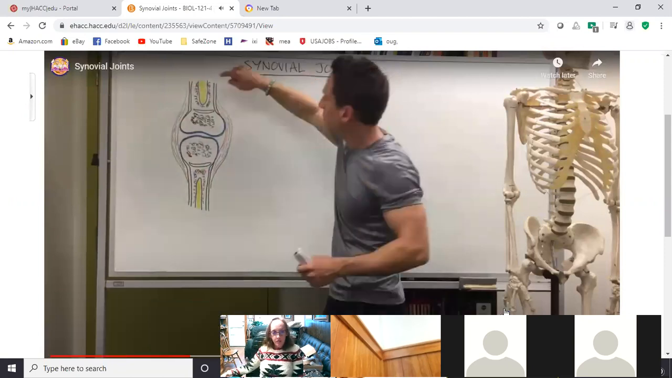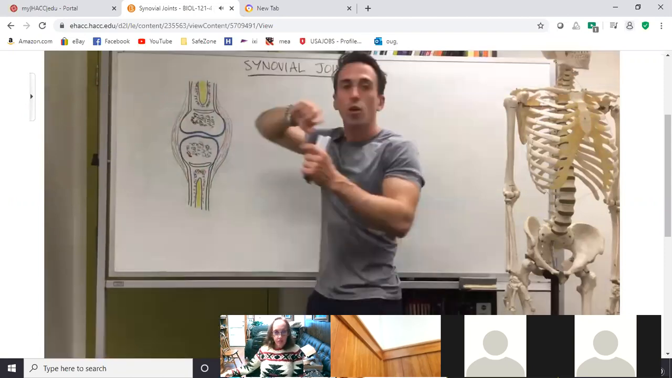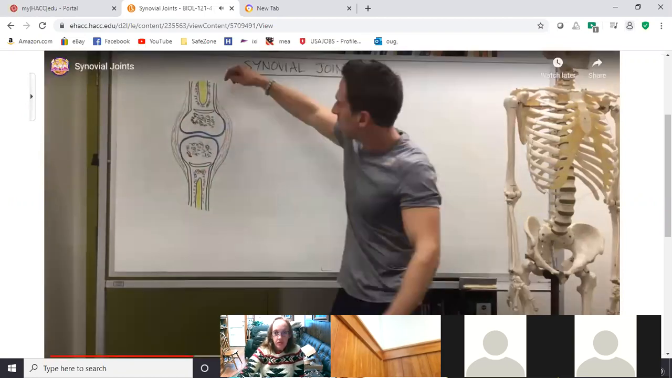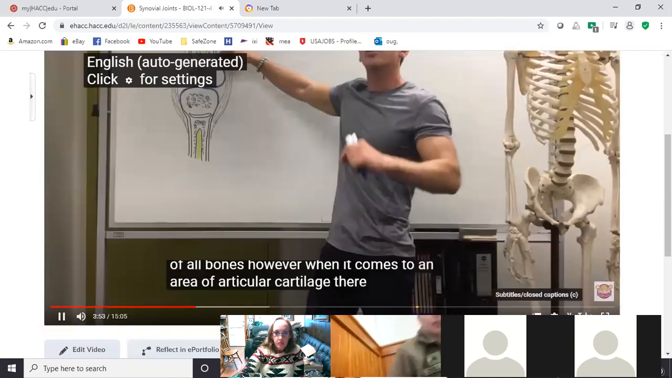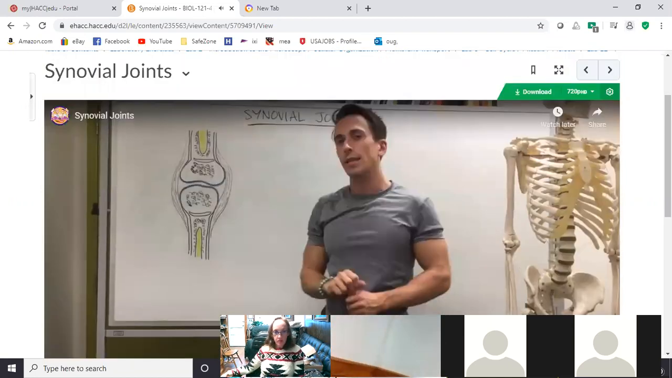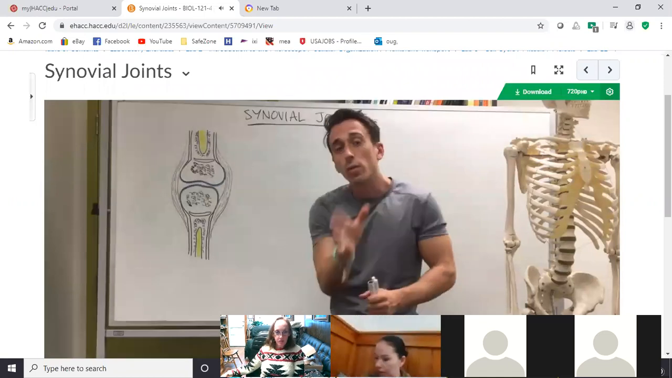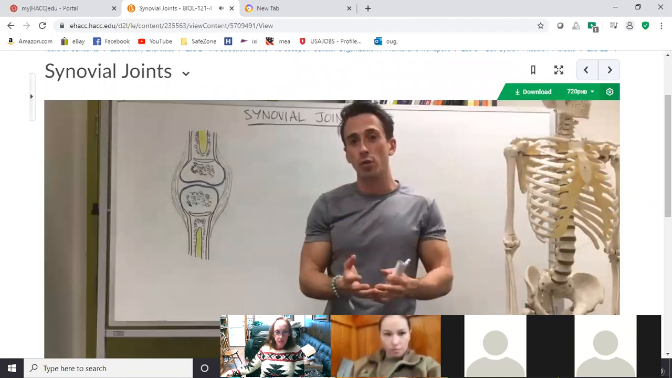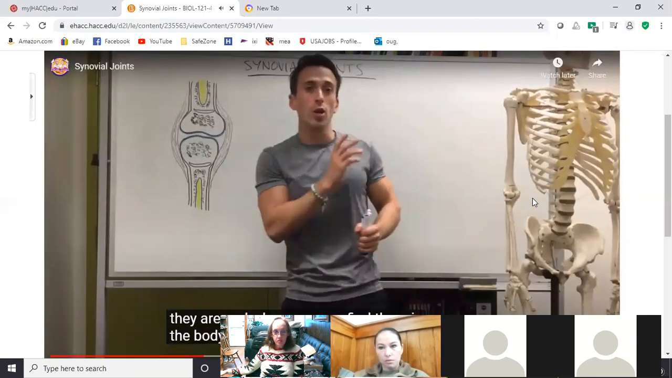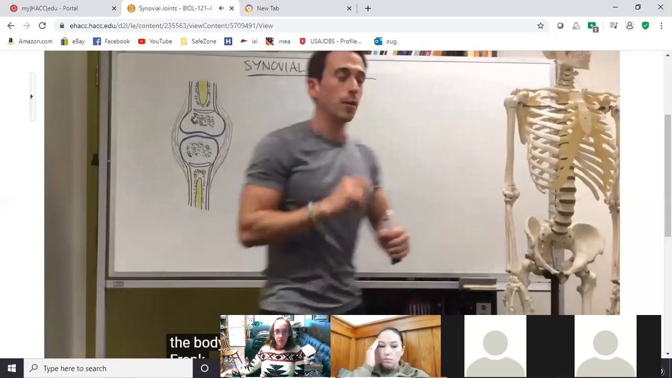You can also see we've drawn a little bit of a periosteum, which is the outside aspect of the bone. And the periosteum goes along the outside aspect of all bones. However, when it comes to an area of articular cartilage, there is no longer any periosteum, it then turns into articular cartilage. So now what I want to talk about are the different subtypes of synovial joints, how freely movable they are, and where you can find them in the body with the help of our friend Frank.